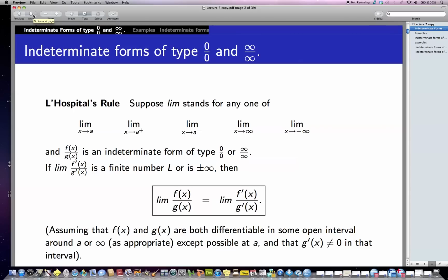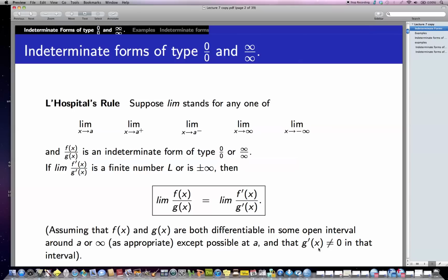We can apply L'Hopital's rule to many of these situations. We have the fine print here at the bottom saying when we can apply it, and we can do that as long as both functions are differentiable around a, where I'm taking the limit as x tends to a, in some open interval except possibly at a, however small that interval might be. And there's one extra condition: we also must have some such interval where the derivative of g is not 0.